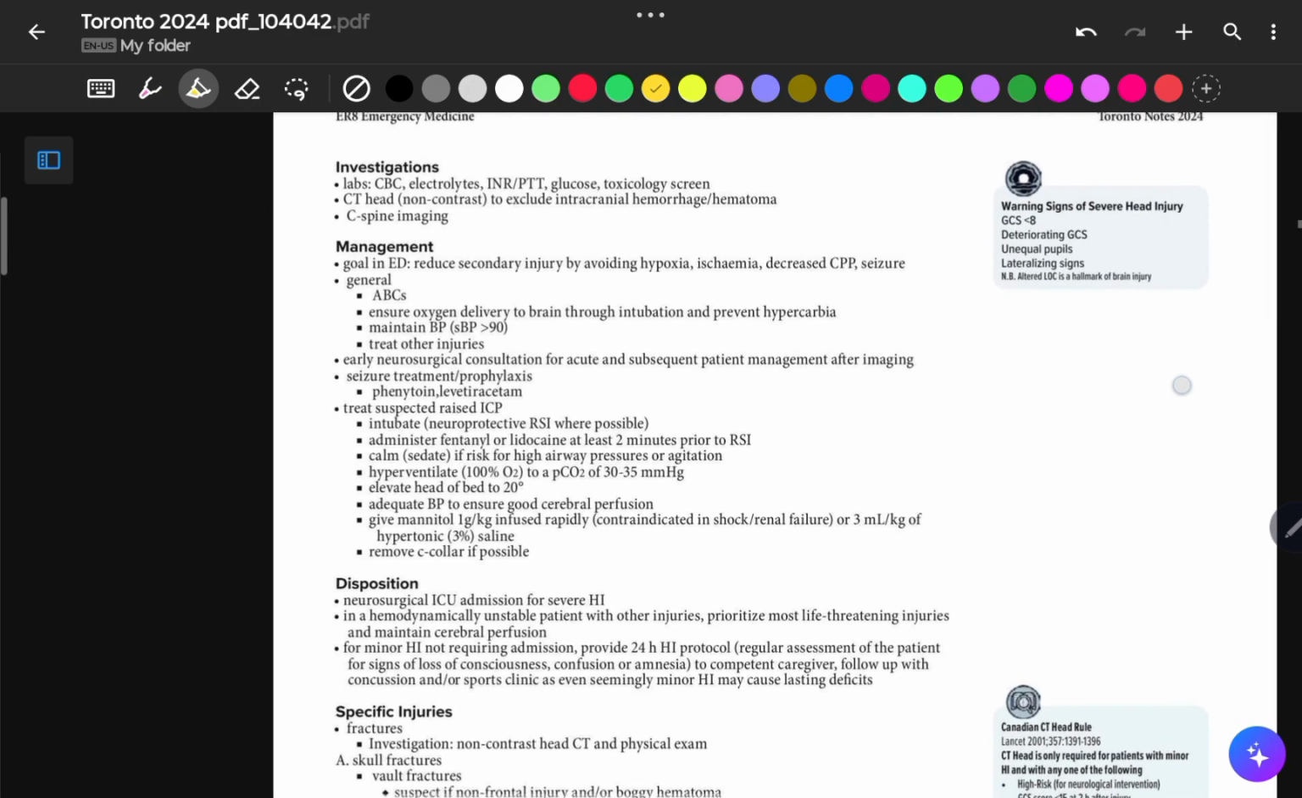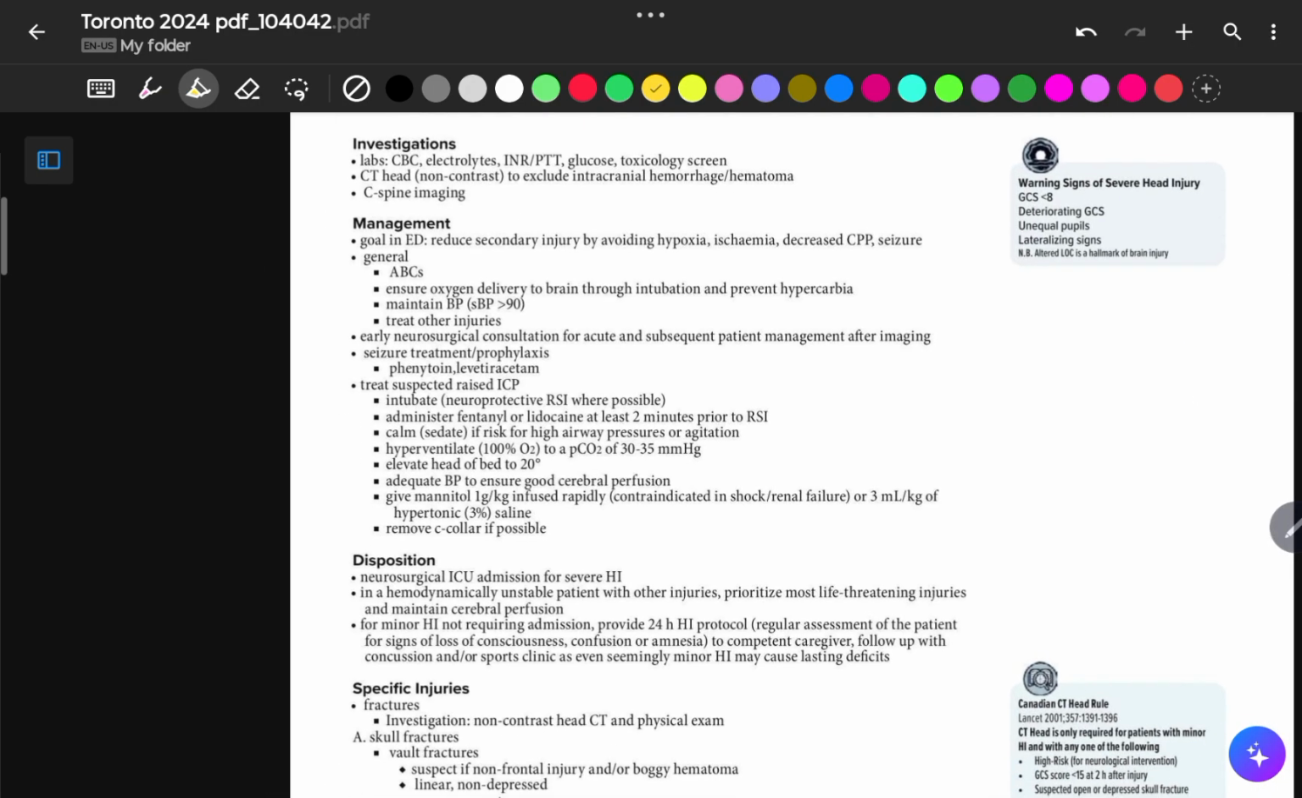Okay, so how would you manage this patient that you're suspecting of head trauma? The goal in the ER is to actually reduce secondary injury to the brain. So how can you avoid secondary injury to the brain? By avoiding hypoxia. So you need to make sure that oxygen saturation is up to date. Avoid ischemia, right? Do you need to give them some fluid? Do you need to give them blood because maybe they have lost so much blood? Are they having any seizure? You want to prevent seizure as well. If they're currently having seizure, you want to treat the seizures.